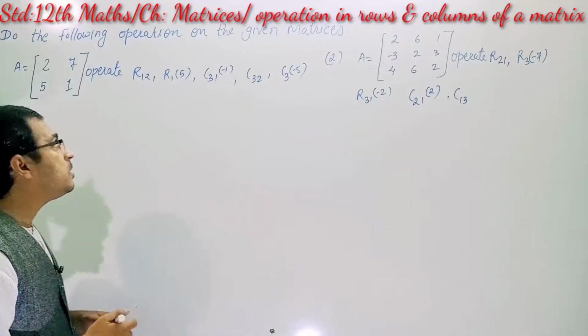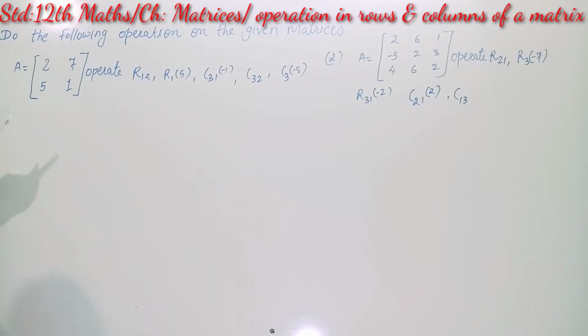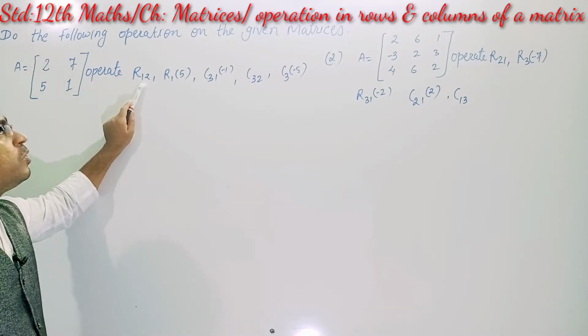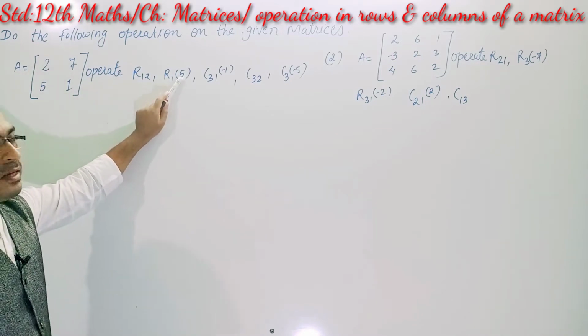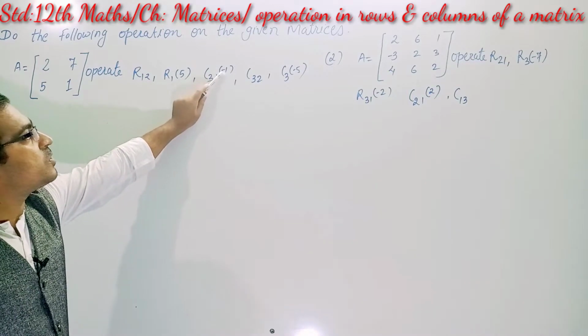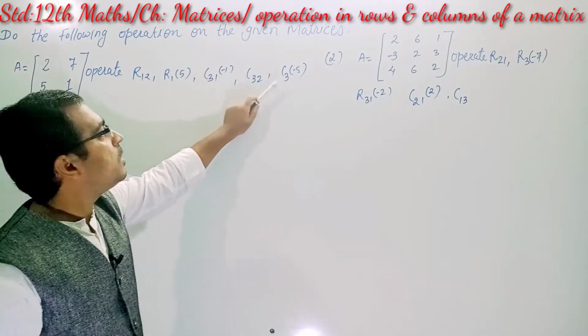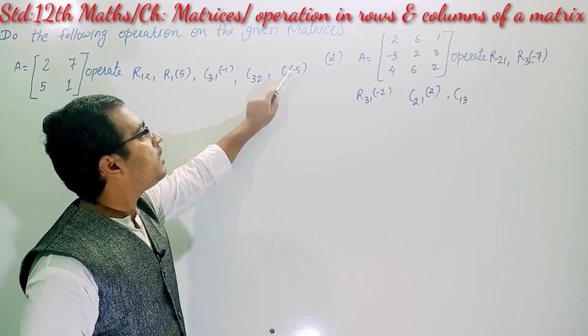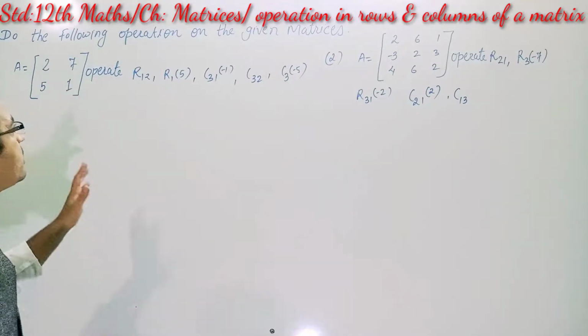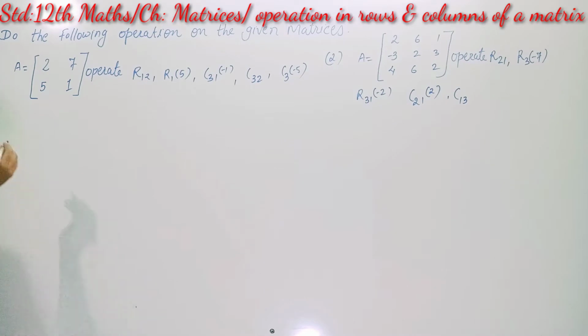Let us start. Here you can see the matrix A having order 2, meaning the size of this matrix is 2 by 2, because it has 2 rows and 2 columns. On this matrix we have to apply R12, R1 times 5, R31 minus 2, R32, C32, C3 minus 5. Let us see all these one by one. First of all, R12.